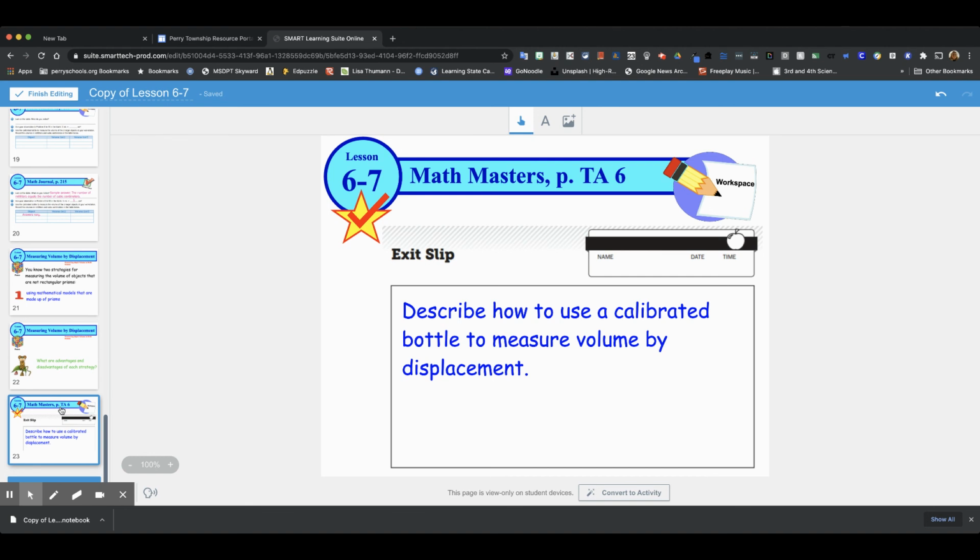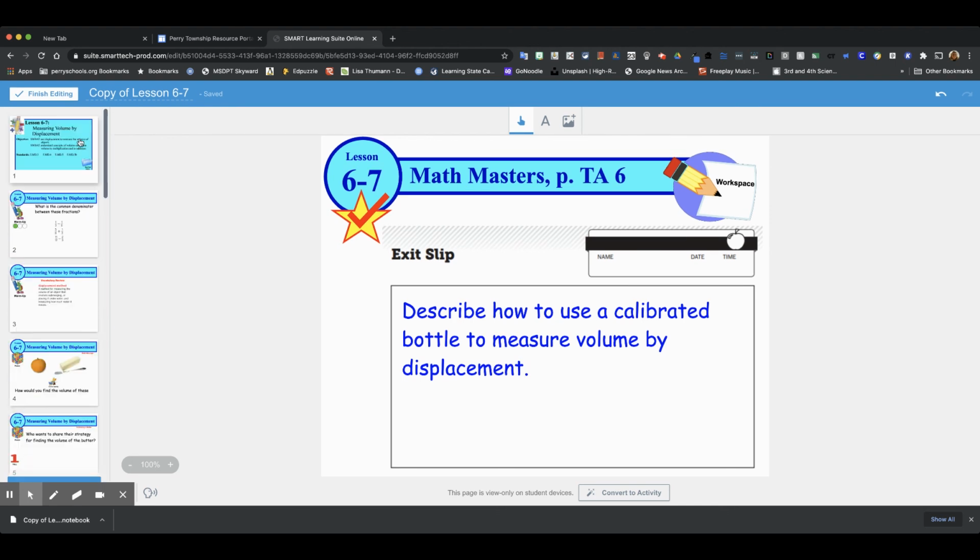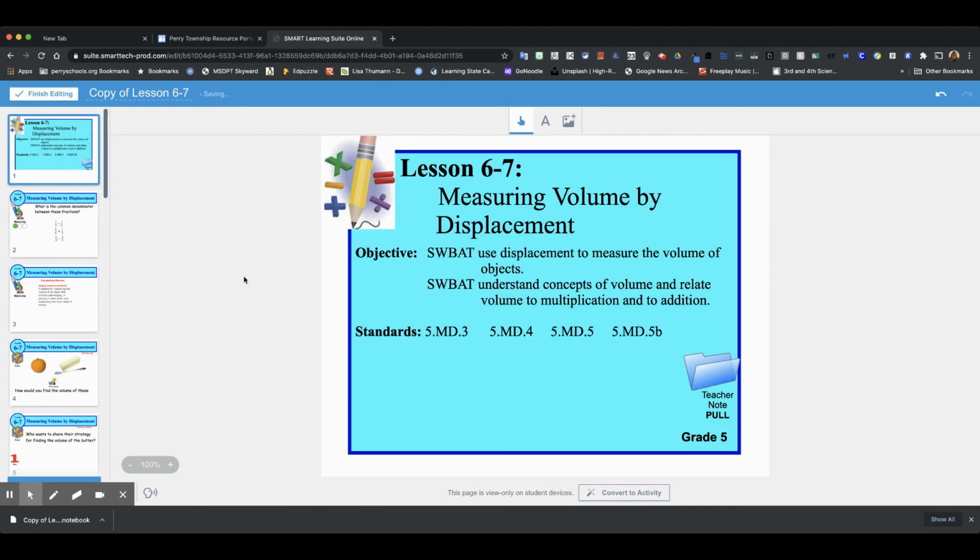You're going to describe how to use a calibrated bottle to measure volume by displacement. I'm going to ask you to put that into your own words. So remember, you can look back through this video. You can look at that YouTube video that we watched together. And that is the end of lesson 6-7. Again, that was about measuring volume by displacement.